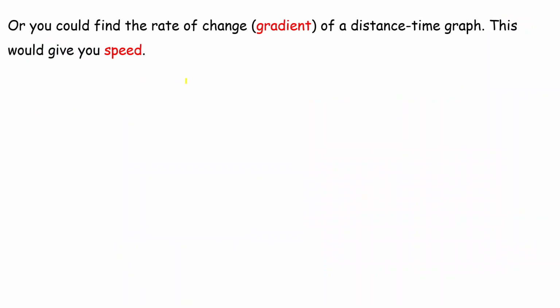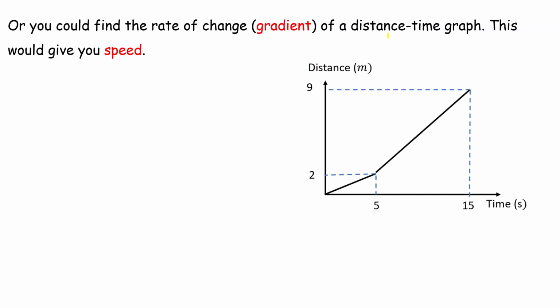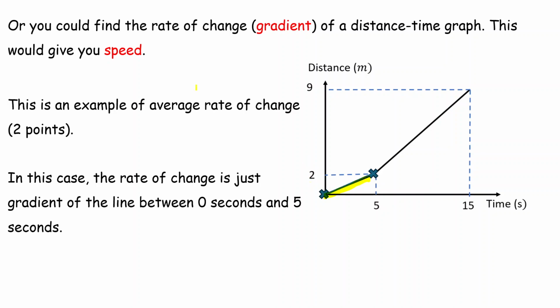Or you could find the rate of change of a different kind of graph. So that one was a speed time graph. But what about a distance time graph, like we can see here? If you find the gradient of a distance time graph at different points, you will get something called speed. So we're just seeing the applications here of rate of change. So for example, between these 2 points here, if I found the gradient of this line here, which is just finding the average gradient, because it's just a straight line, so this is an example of average rate of change because you're going between 2 points. So you'd be finding the average, in this case, speed, because that is what the gradient of a distance time graph is. So that will give you speed between those 2 points there.